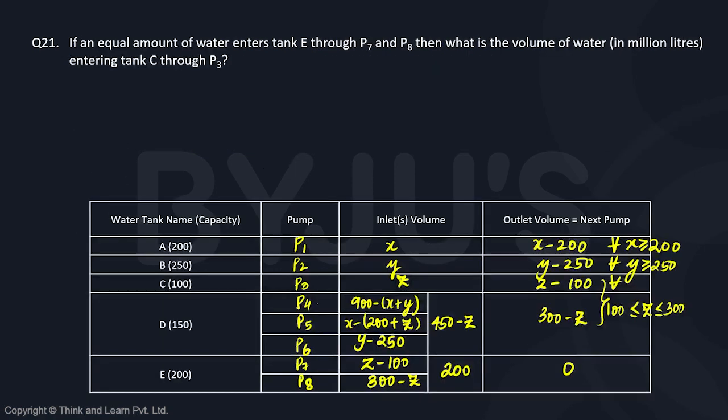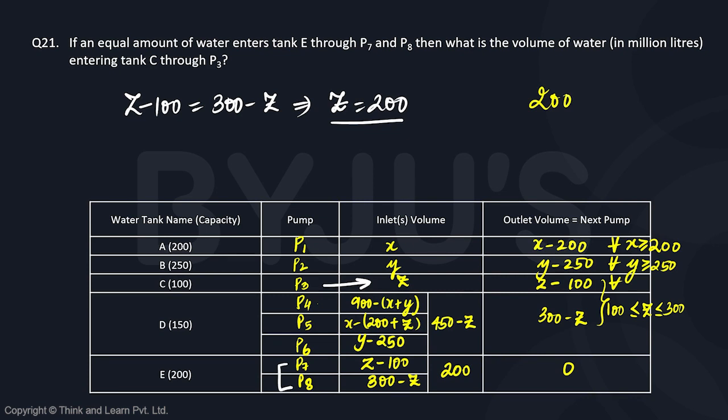Option D. Question number 21. If an equal amount of water enters tank A through P7 and P8, then what is the volume of water entering tank C through P3? So we need to simply find out the value of z. So as per the question, z minus 100 is the same as 300 minus z. So this results in 2z is equal to 400, or z is going to be 200. So since it's a TITA question, we have to type in 200.